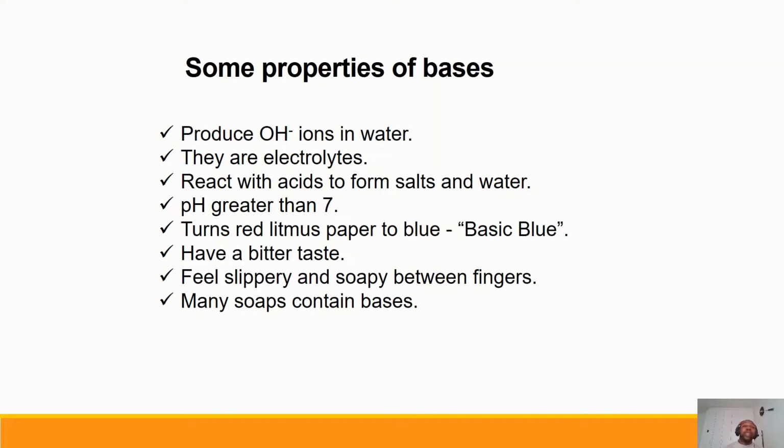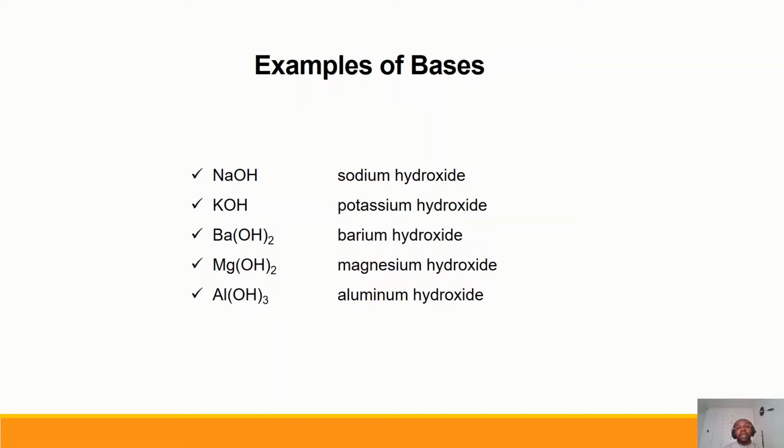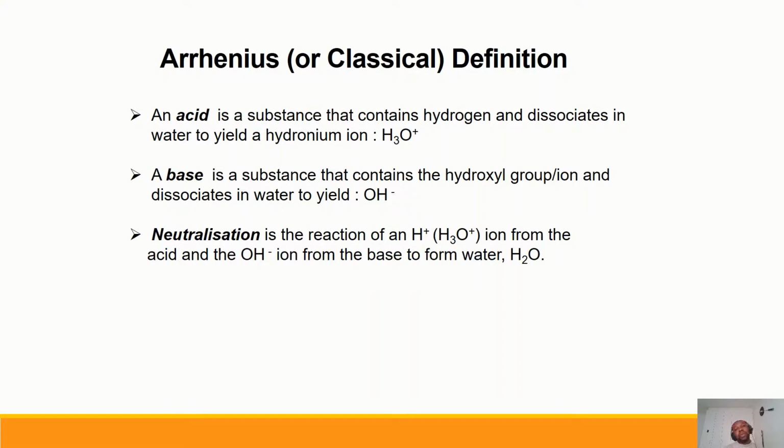So many soaps that we use contain bases, actually. So these are common examples: sodium hydroxide, potassium hydroxide, barium hydroxide, magnesium hydroxide, and aluminum hydroxide. So we want to go into the definitions of acids and bases according to some principles.